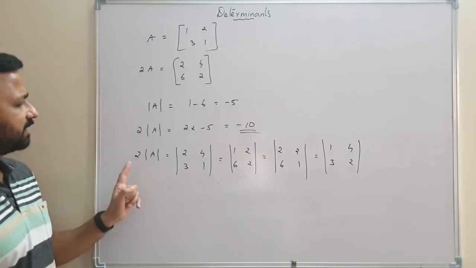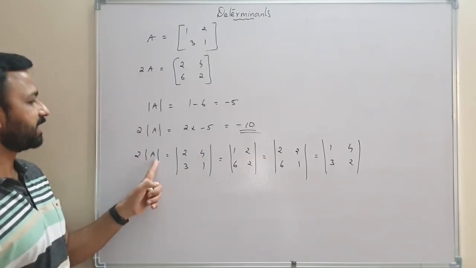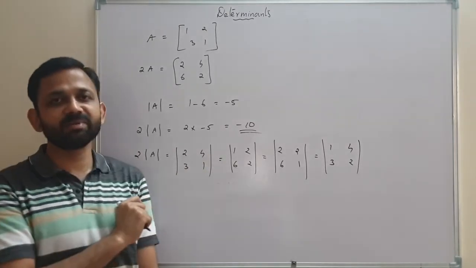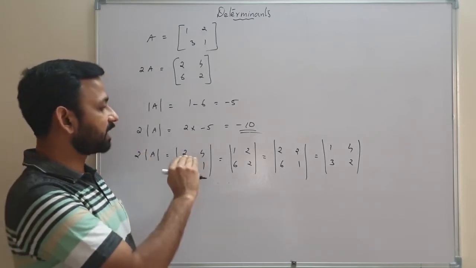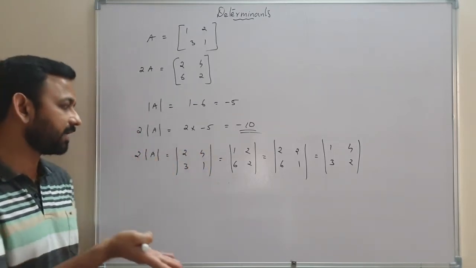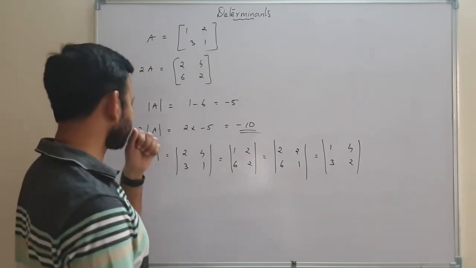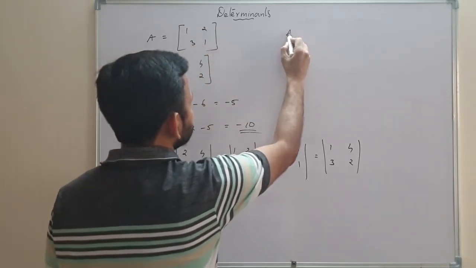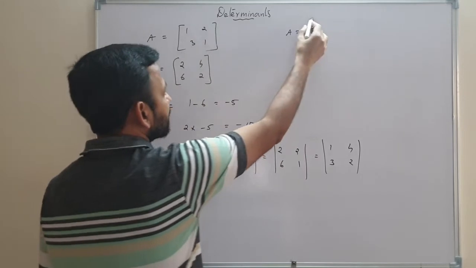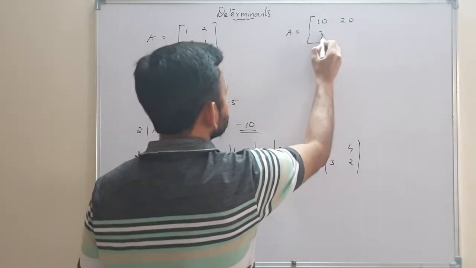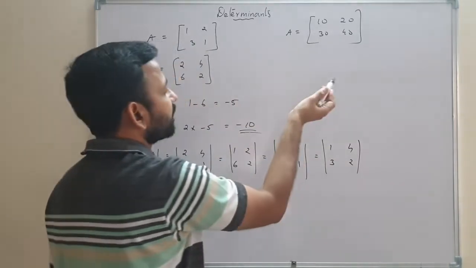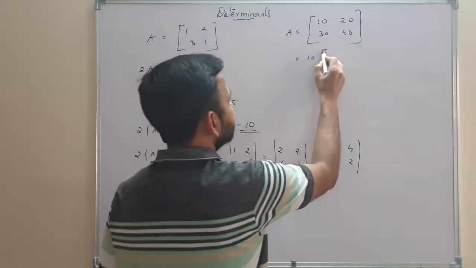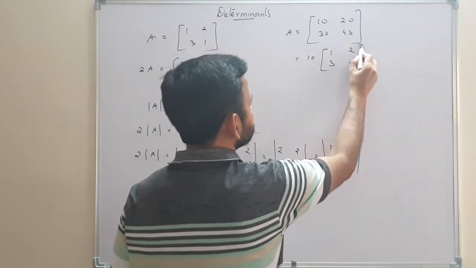So when we find the product of a determinant and a scalar quantity, we will never multiply each and every element of that determinant by the scalar quantity. We will multiply any one row or any one column by the scalar quantity. So from a matrix, A is a matrix, 10, 20, 30, 40. If you want to take a 10 outside, we can take a 10 outside from each and every element. 10 into 1, 2, 3, 4.